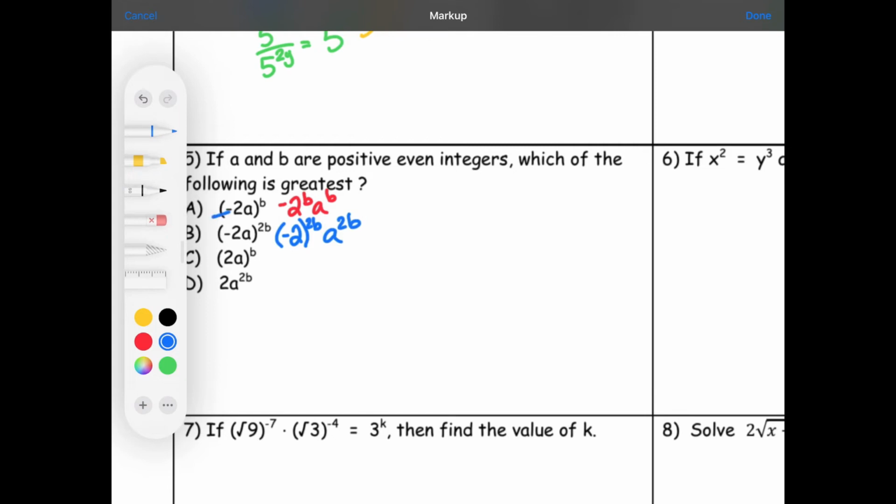Okay, on c it'd be 2 to the b, 2 to the b, and a to the b. So already that's smaller than option B. So that's out. And then you have 2 to the first. Well, obviously that's going to be smaller than negative 2 to the 2b power. So the a's are the same, but the negative 2 and the 2, the negative 2 is actually going to be bigger because it's going to turn to positive. So B is our best answer here.